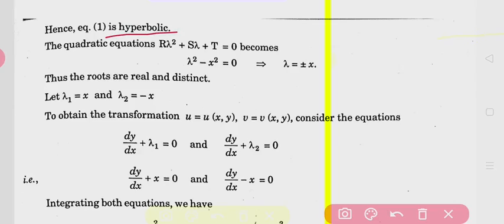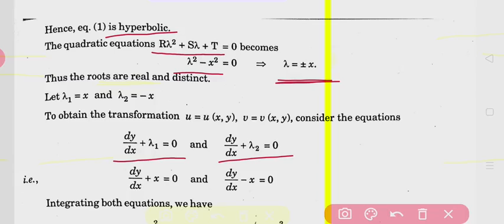So what is the next step? You have to form the quadratic equation. The quadratic equation you have to form by using the values of capital R, S, T. So you have to form R lambda square plus S lambda plus T equal to 0. Place the values: R is 1, S is 0 and T is minus x square, right? Then you place these values, you get lambda square minus x square equal to 0. Find the value of lambda. Lambda is plus minus x. So two roots are there, plus x and minus x. Corresponding to these roots, one equation will be dy by dx plus lambda 1 equal to 0 and dy by dx plus lambda 2 equal to 0.